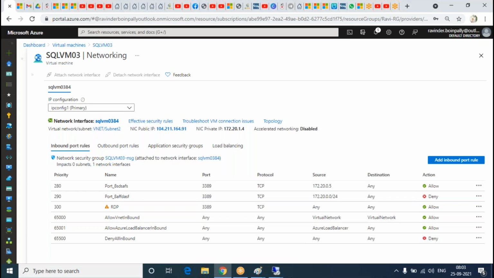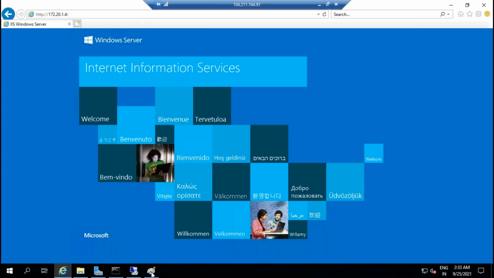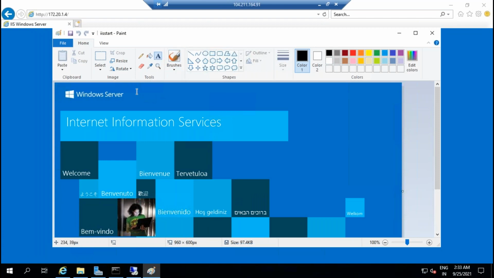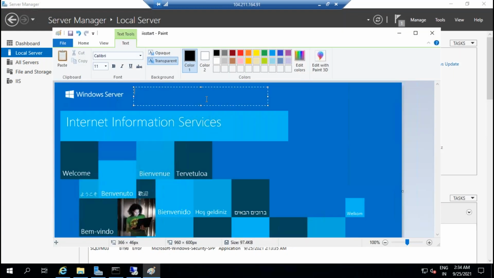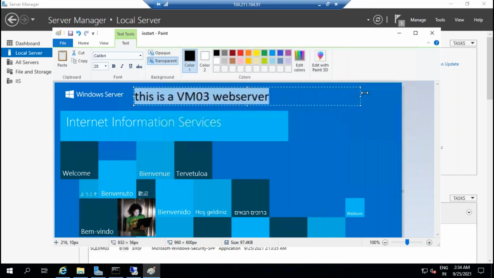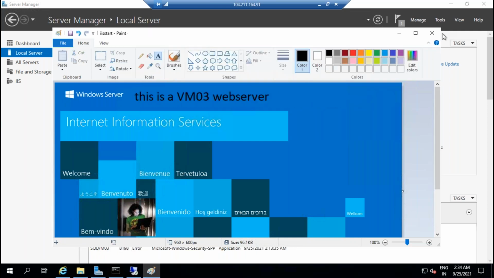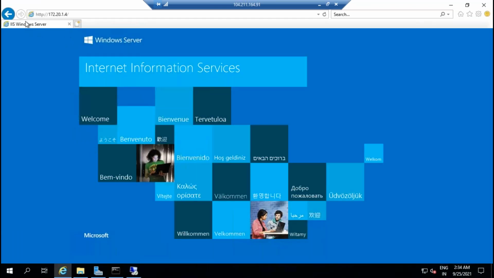So now what I'm going to do on this one, I'm going to make some change in the notepad just to show that it's VM03 where I'm doing this. It's VM03. This is just to make sure that it is loading from that server. Now, if I reload the same page, you'll see the text, VM03. And here also, because that image itself is loading.